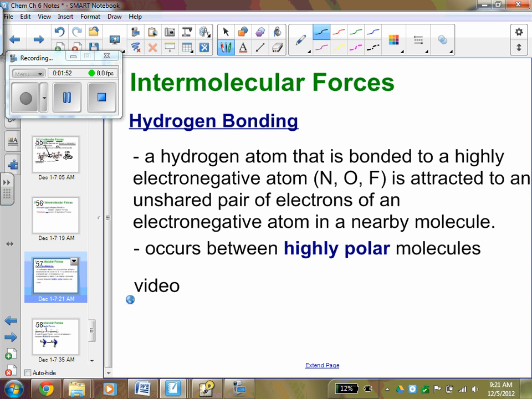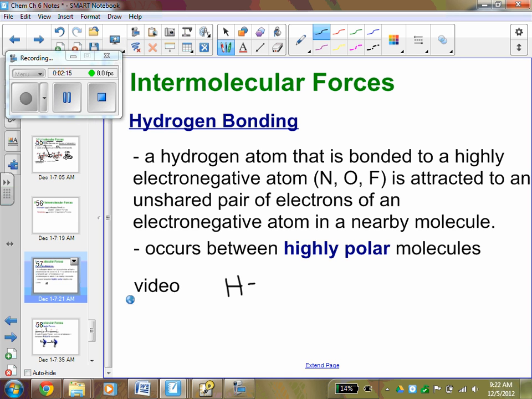Okay, a hydrogen bond is a little bit complex to talk about, but what it is, it's a hydrogen atom that is bonded to a highly electronegative atom, which has to be N, O, or F, and that's attracted to an unshared pair of electrons on an electronegative atom on a nearby molecule. So this always occurs between highly polar molecules. So let me tell you what it is.